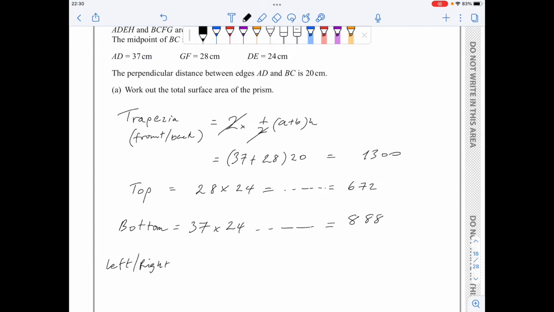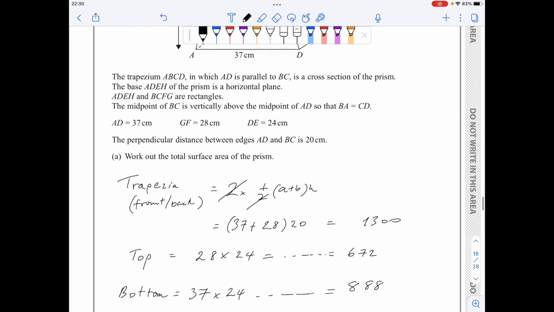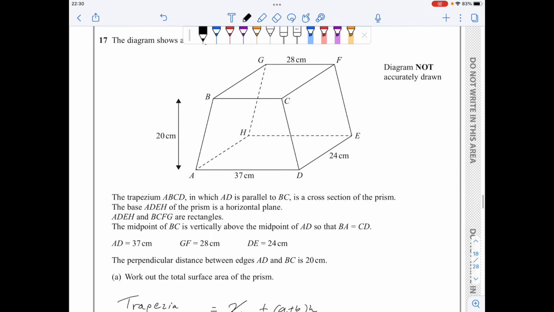And finally, I have the 2 rectangles on the left and right. Now these are identical, so I've got 2 of them. I know that the length is 24, but I don't know the height of these rectangles. And to do so, I will consider the following triangles. Now, the height of each triangle is 20. It's this one. These are equivalent. Now, I need the base of the triangle, and I have 2 of those triangles, one on the left, one on the right.